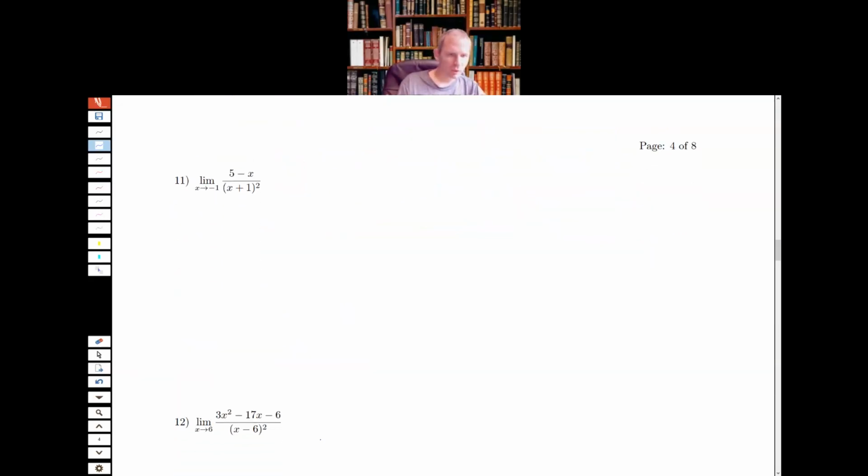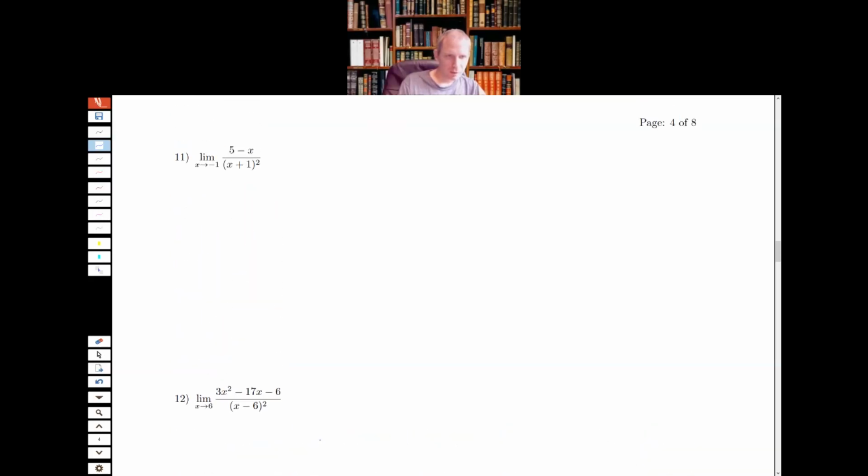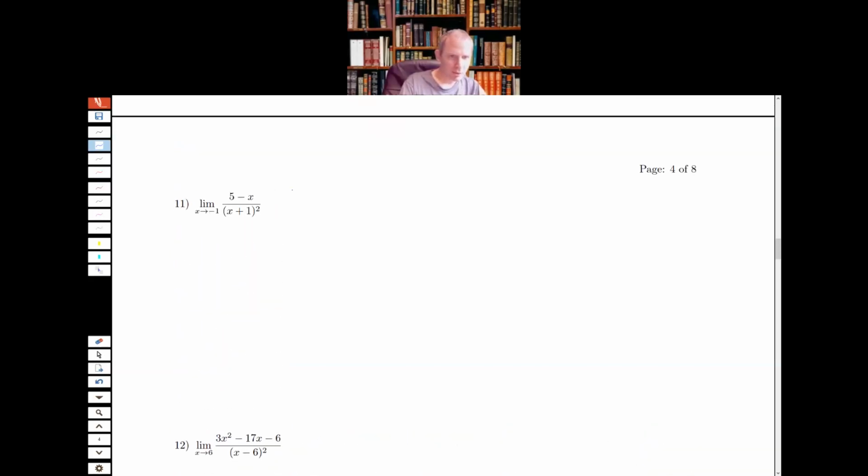Okay, a couple more limits. I think it's just two more, right? Yeah. All right, let's try direct substitution. So we have 5 minus -1 over -1 plus 1 squared. 5 minus -1 is 6. -1 plus 1 is 0. Squared is still 0. This one is different than the last few because I don't have 0 over 0. The 0 in the denominator means I'm not allowed to use direct substitution, but a non-zero number over 0 means that I have an infinite limit.